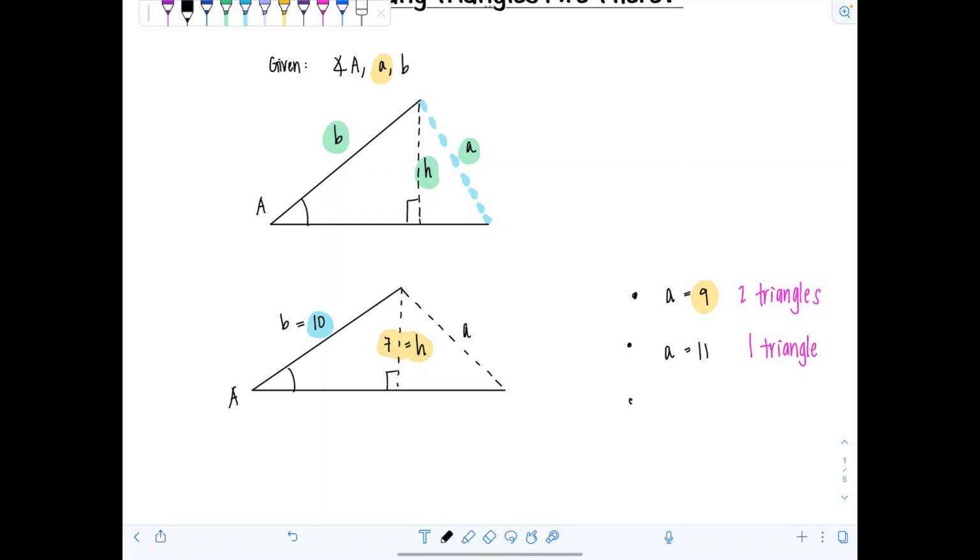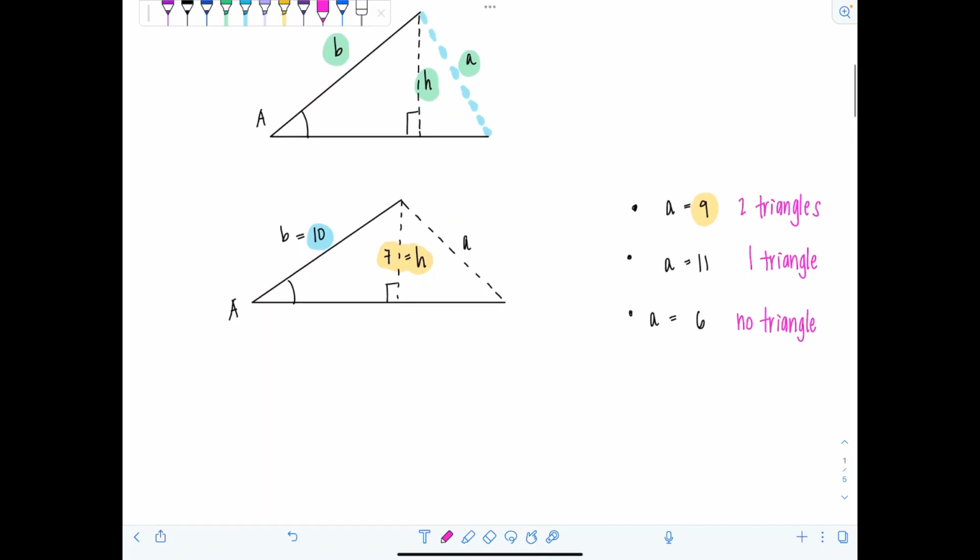What if A is equal to 6? Oh, that's not good, because if A is 6, that's shorter than the height. That's too short for it to even reach and close and make a third side of the triangle. Basically, think about it this way. If A is 6, it's like, oh no, we can't reach. And even if you swung it down here, it's too short to reach and make a triangle at all. So if A is 6, then there's no triangle.